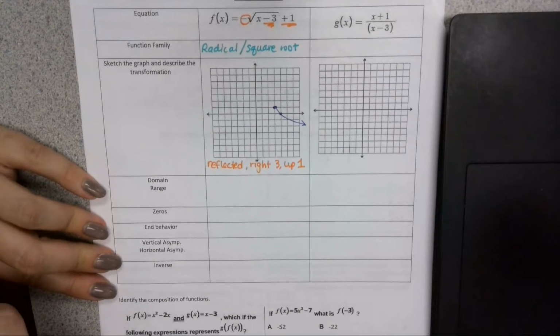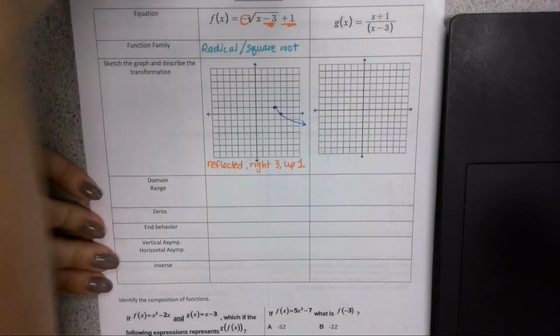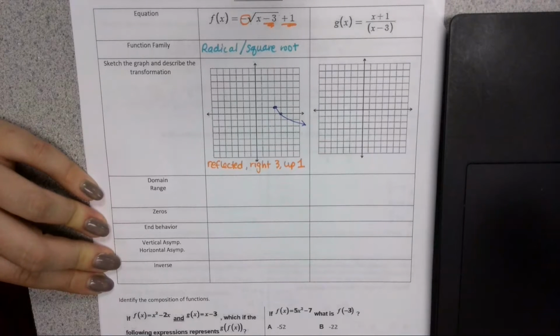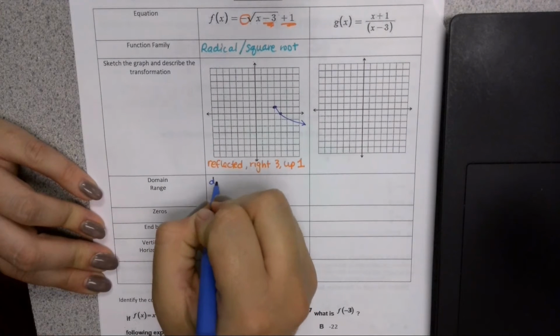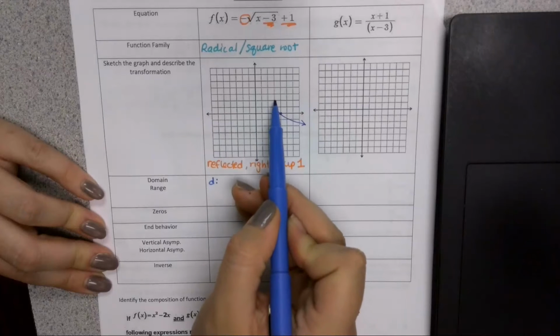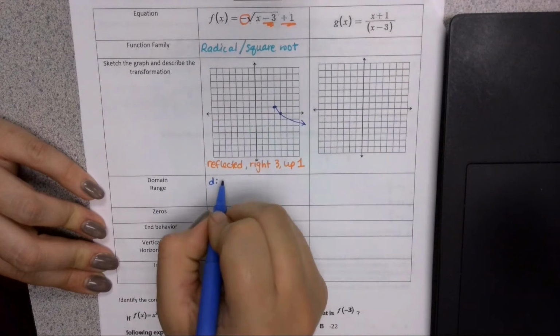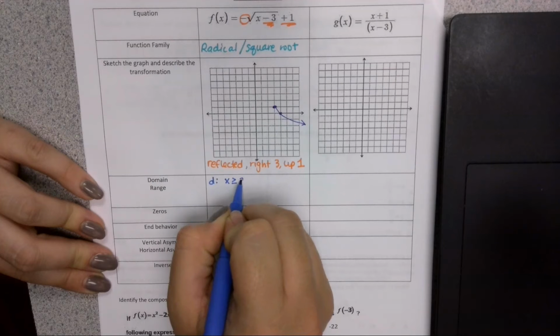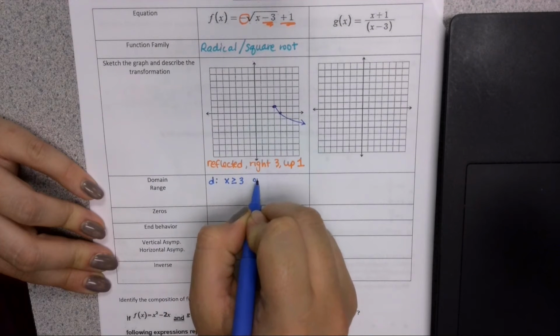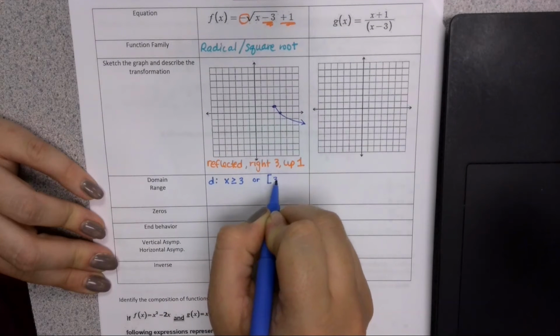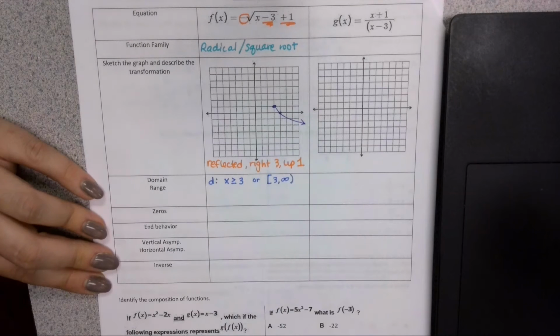So then let's talk about domain. Domain is all of your possible x values. They kind of start and stop right here at 3. So x has to be greater than or equal to 3. Another way you would see this written is bracket 3 to infinity.